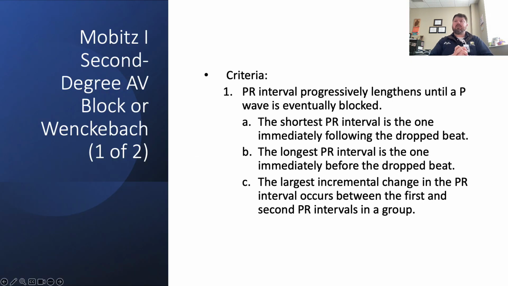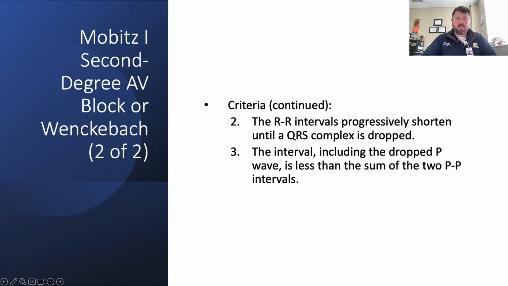So what's our criteria for a Mobitz 1 second degree AV block, or Wenckebach? The PR interval progressively lengthens until a P wave is eventually blocked. The shortest PRI is the one immediately following the dropped beat. The longest PRI is the one immediately before the dropped beat. The largest incremental change in the PR interval occurs between the first and second PR intervals in a group. The R to R intervals progressively shorten until a QRS complex is dropped. This is going to give it an irregular pattern.